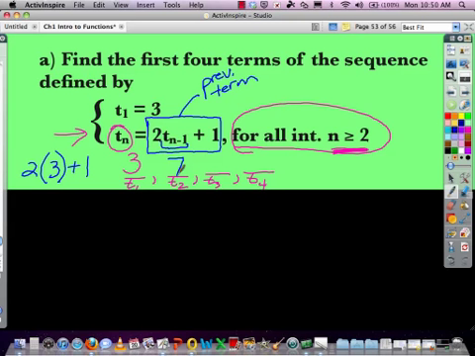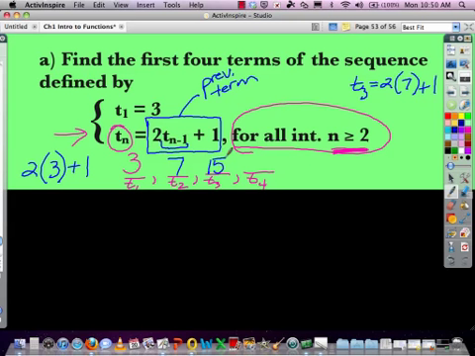So now think of the n as a 3. So up here, scratch work, t sub 3 is going to equal 2 times the previous term plus 1. Well, I'm on the third term, 2 times the previous term. That would turn into 2 times 7 plus 1. 14 plus 1 is 15. So t sub 3 is 15.